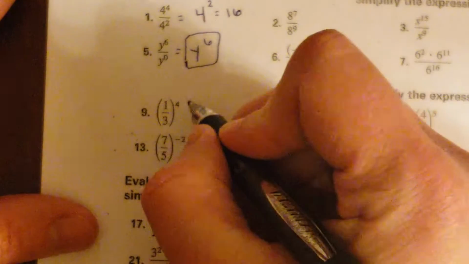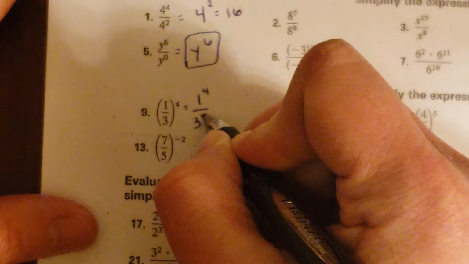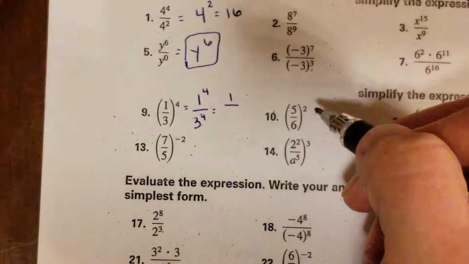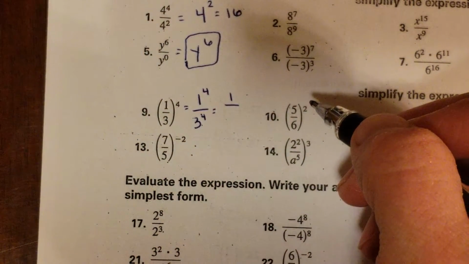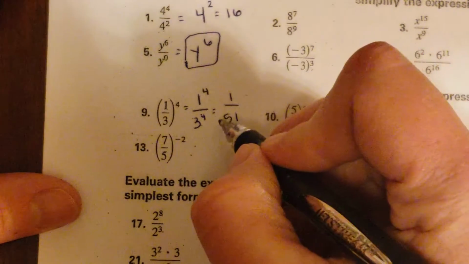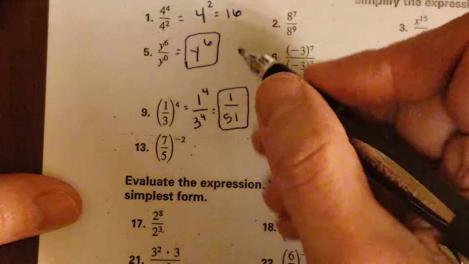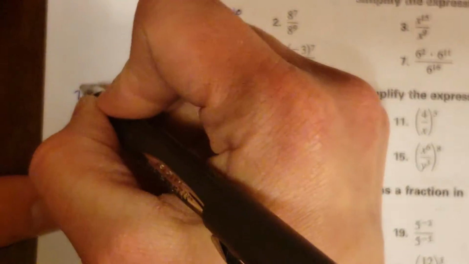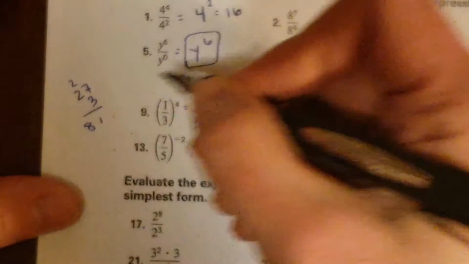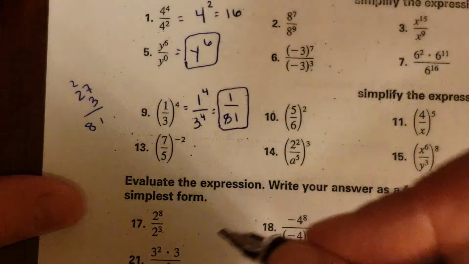1/3 to the 4th, remember that means the same thing as 1 to the 4th over 3 to the 4th. 1 to any power will be 1. 3 to the 4th would be 3 times 3 is 9, times 3 is 27, times 3 is 51 maybe, I think, I hope. Is that right? 81. There you go. I didn't trust myself.